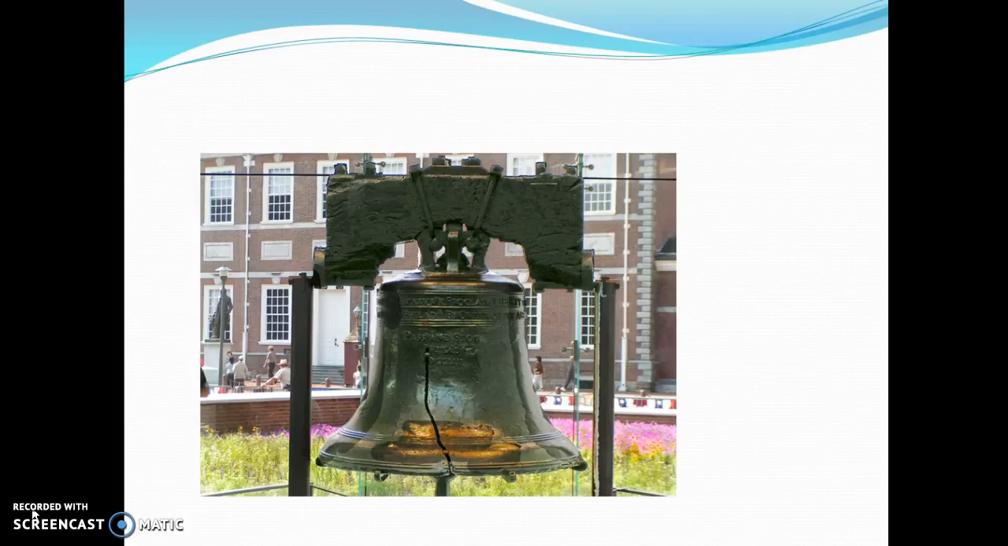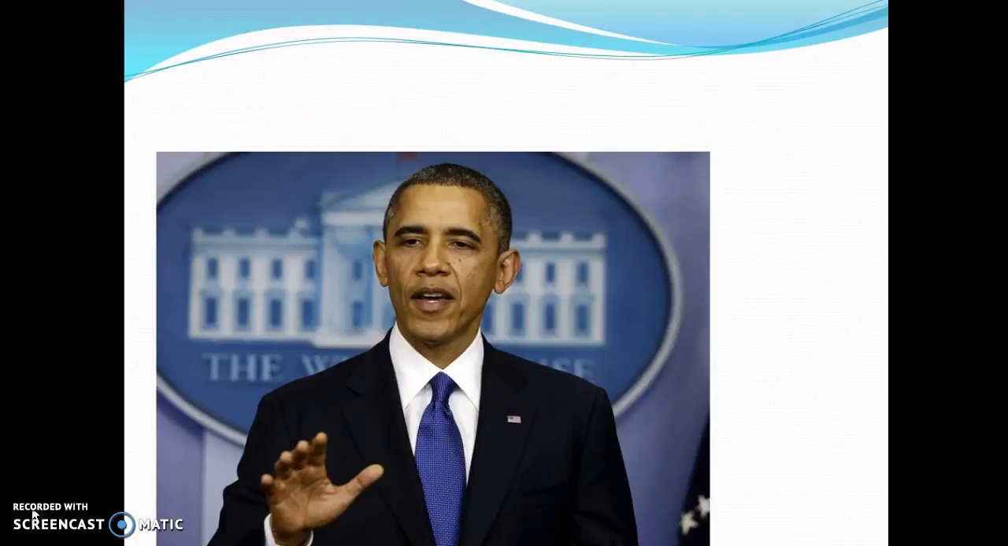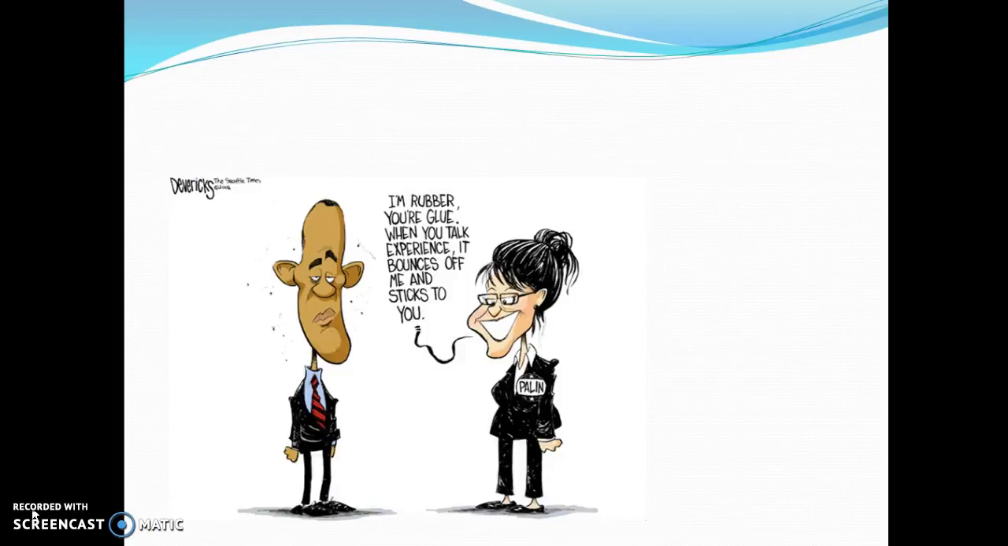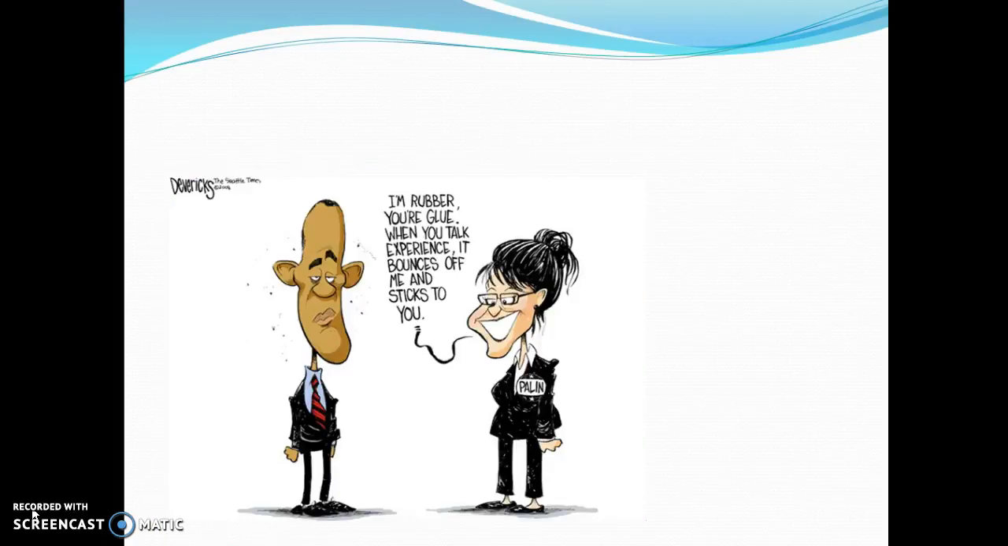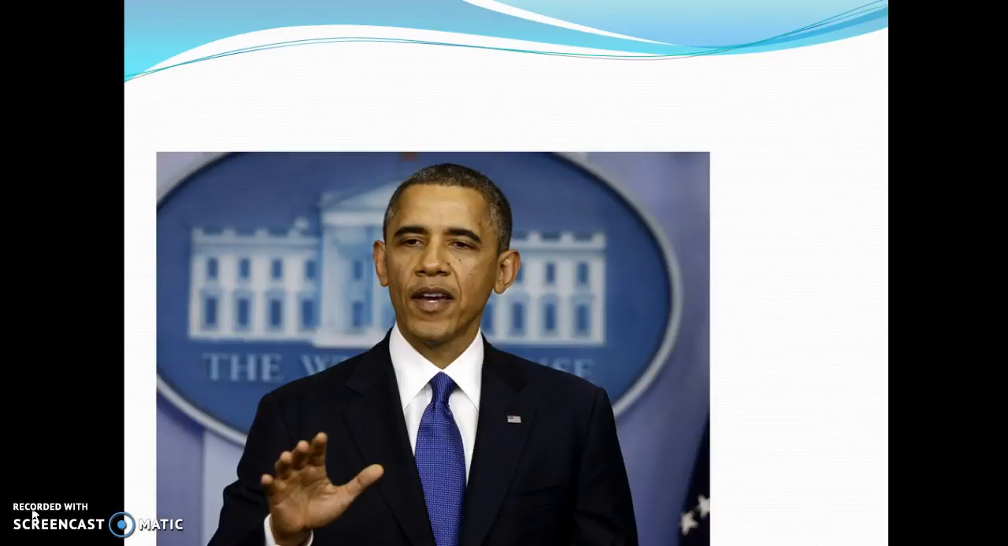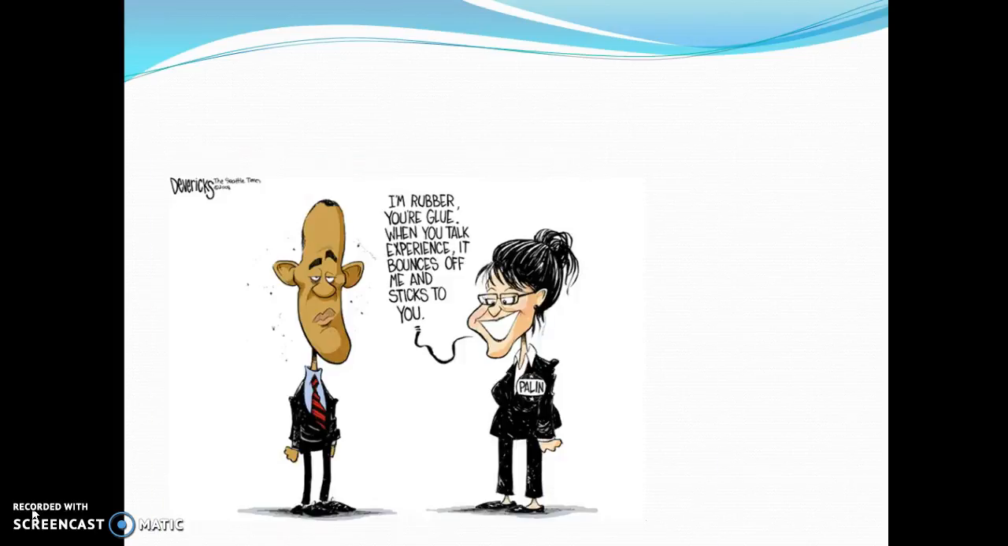All right, we have a crack in the Liberty Bell. This would be a symbolism. It's the symbol of freedom. President Obama. That's him. Now here's him in a cartoon. Now look at the differences. Does that head look anything like this? All right, exaggeration.